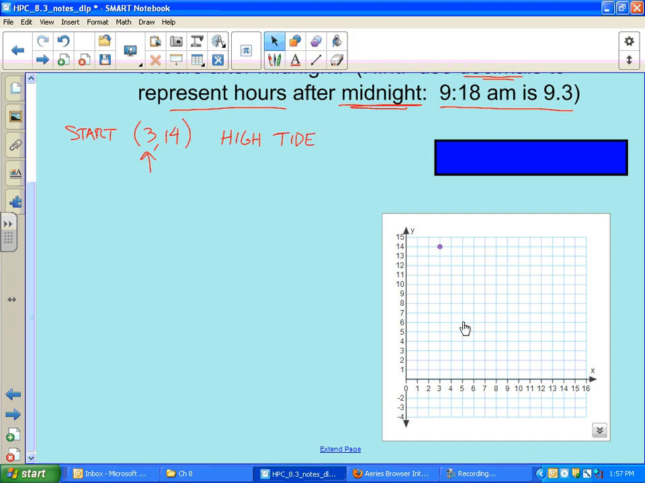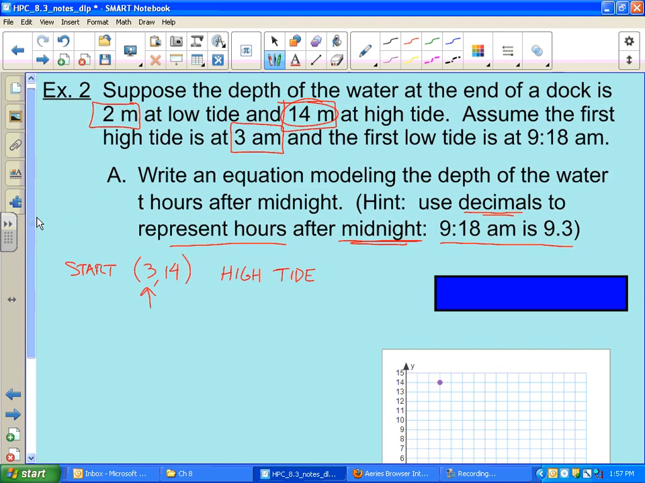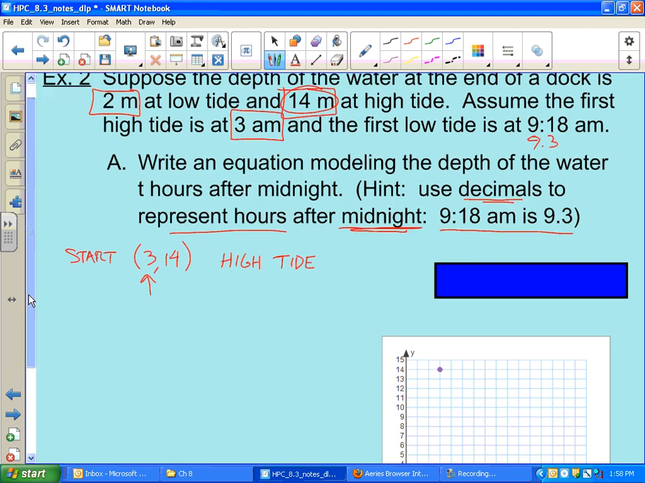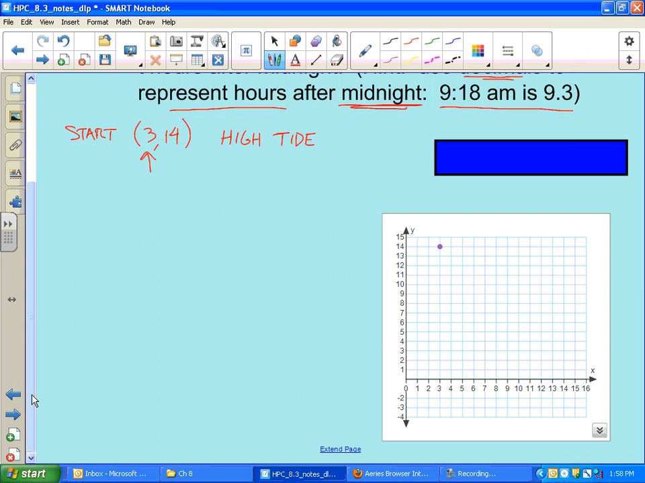All right, and then go back, check it out. The low tide, the very first one after the very first high tide, occurs at 9:18. And we already know that means 9.3 hours after midnight. And it's an AM number, so we're still in the morning hours. So we're going to go this time, and we're going to get to low tide at 9.3, 2.